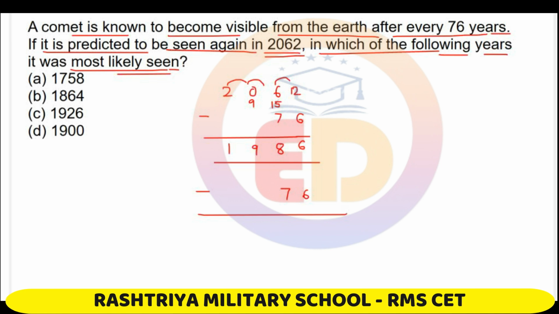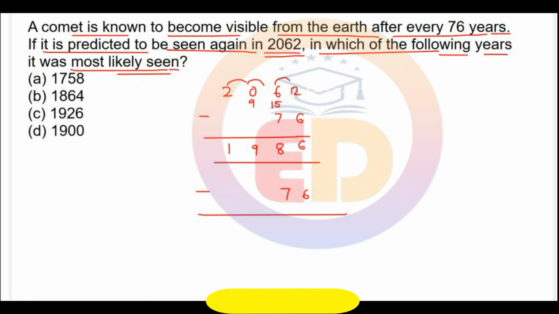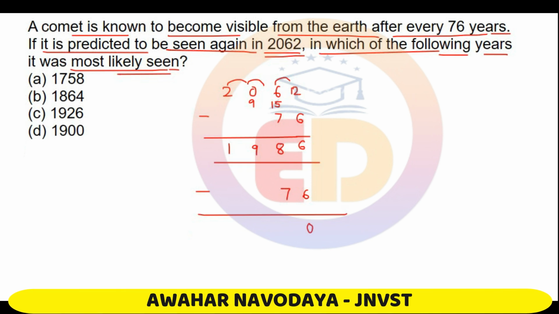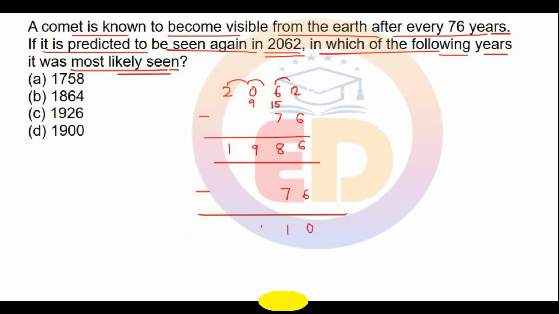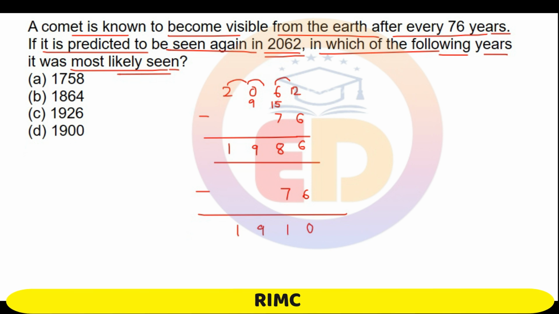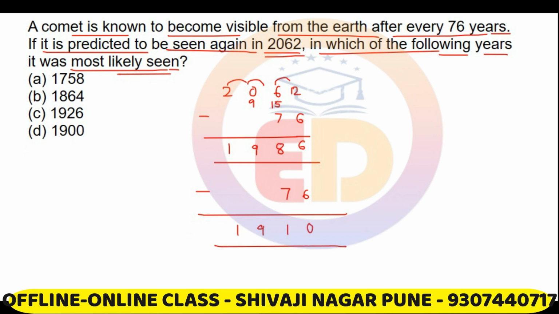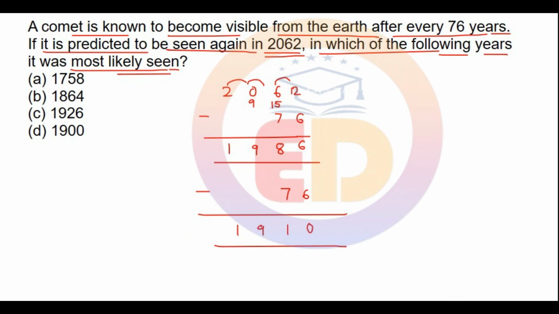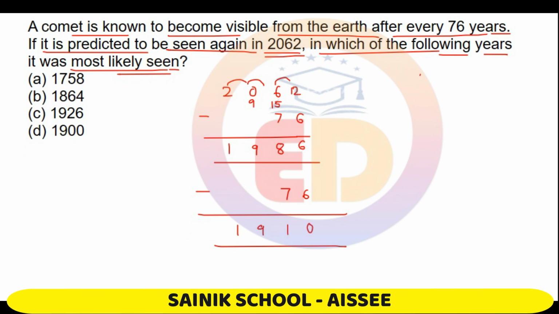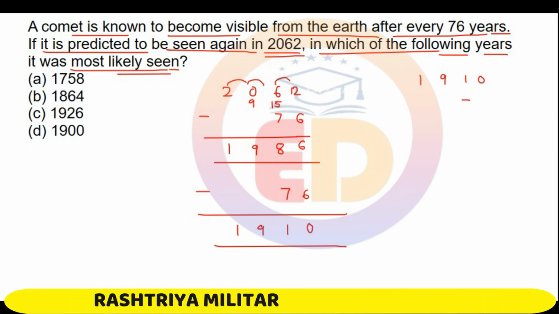Now let us subtract again 76 from 1986. This will be 0. This is 1. This is 9. This is 1. So before 1986, this comet was visible in 1910. And I see that 1910 is also not in the option. So again we have to subtract 76 from 1910.